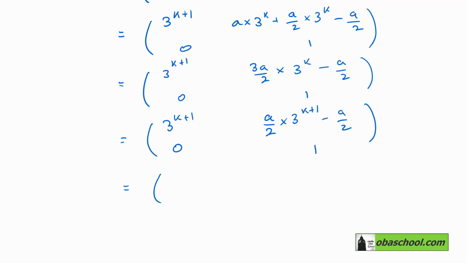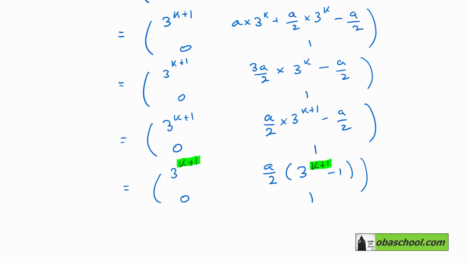And then we get 3 to the k plus 1. And then we can factor out here the A over 2. So we get A over 2, 3 to the k plus 1, take away 1, 0, 1. And you can see that this works, because if you look back at the original, we have now replaced the k's with k plus 1s. So all you need now is a concluding statement.